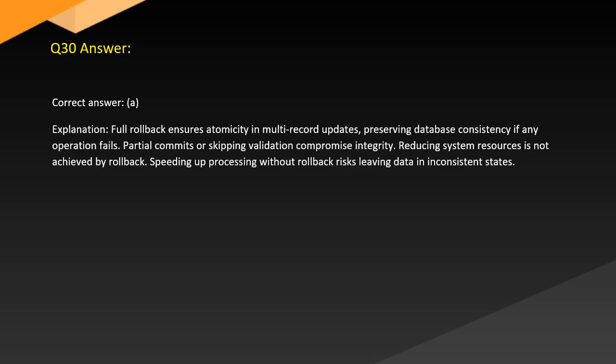Answer. Correct answer, A. Explanation. Full rollback ensures atomicity in multi-record updates, preserving database consistency if any operation fails. Partial commits or skipping validation compromise integrity. Reducing system resources is not achieved by rollback. Speeding up processing without rollback risks leaving data in inconsistent states.